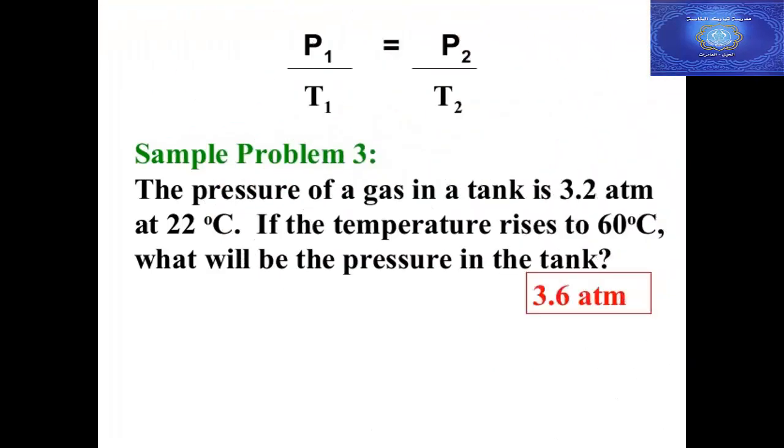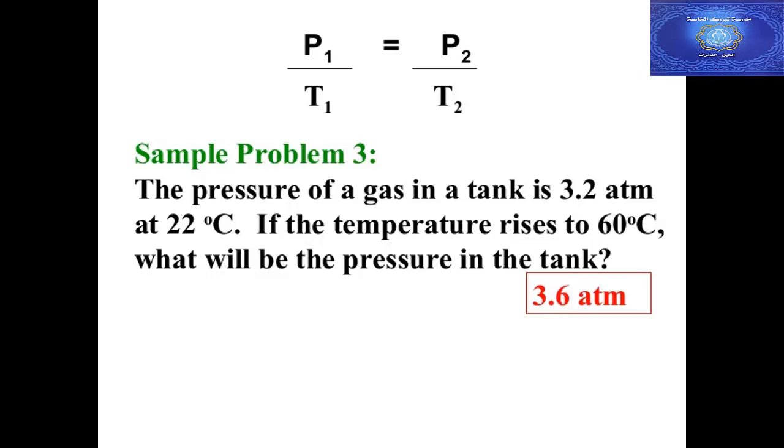Now we will solve this question that is related to the pressure law. The pressure of a gas in a tank is 3.2 atmospheres at 22 degrees Celsius. If the temperature rises to 60 degrees Celsius, what will be the pressure in the tank? Pressure equals 3.2 atm. ATM means atmosphere. It is a unit of pressure. We know before that pressure has more than one unit, which are Pascal, atmosphere, and Newton per meter square.